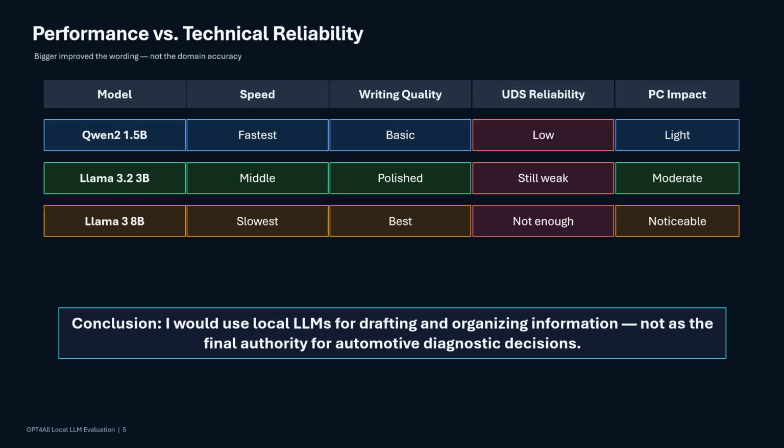Overall, increasing the model size improved the quality of the writing, structure, and general explanation. The 8B model sounded the most professional, while the 1.5 model was the fastest and easiest on my computer. However, the larger size did not guarantee technical accuracy. None of the three models correctly decoded 7F2735 as a security access invalid key response.